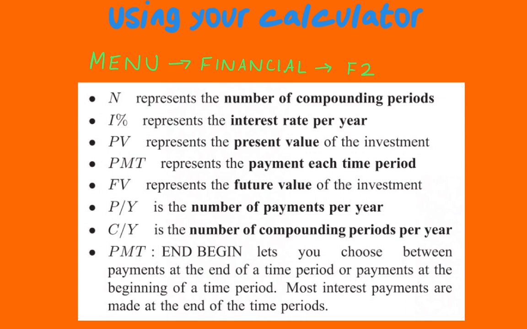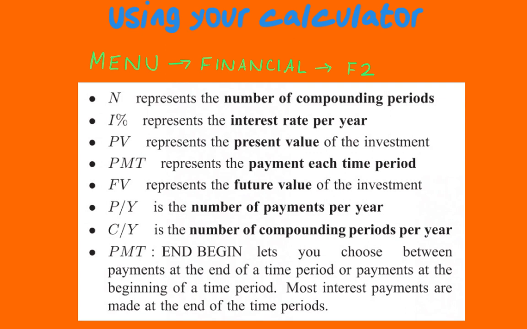Once you've done that, it'll bring up a screen that has some letters, and I'm just going to read through the letters so that you understand what they mean. N represents the number of compounding periods. So that means how often we're compounding it. Are we compounding it every year, every 3 years, every month, every quarter? And for how long are we doing that? I equals the interest rate as a percentage, so we don't need to write it as a decimal.